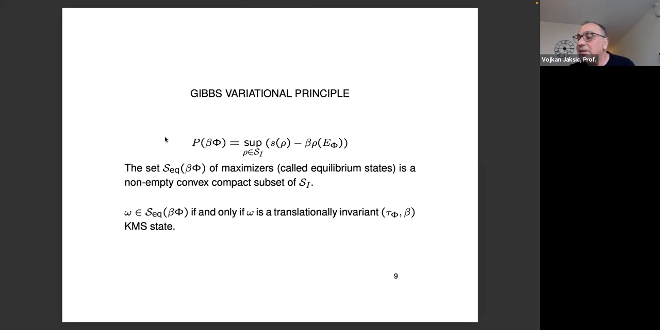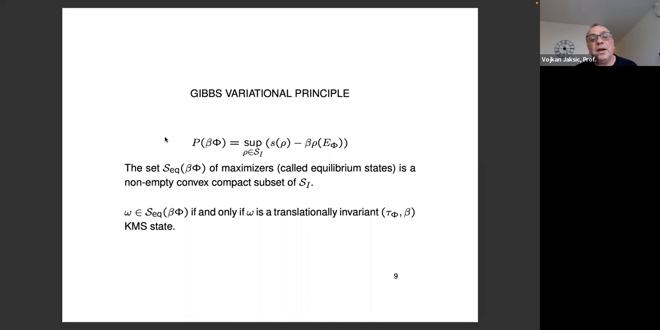So here is the Gibbs variational principle, which is an amplification of the finite volume Gibbs variational principle, which is an easy exercise in linear algebra, but this is a profound fact. So the Gibbs variational principle is telling us that for my fixed interaction, the pressure of beta F is the supremum over all translation invariant states rho of the difference of the specific entropy and beta times the specific energy in the state rho.